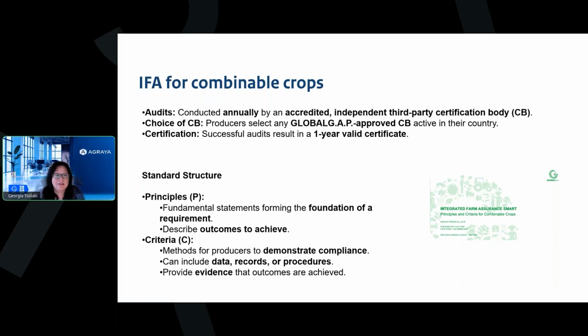What does it mean if the producer is compliant? How does it work? The producers shall be compliant with the framework of the GLOBAL.A.P certification system, that is the GLOBAL.A.P general regulations, and with the requirements that you will see on our website in the document center of the standards, that are the principles and the criteria. The principles are the fundamental outcome that we want producers to achieve, and the criteria are the guidance, the method that we give to the producers in order to achieve compliance. Can you please proceed?